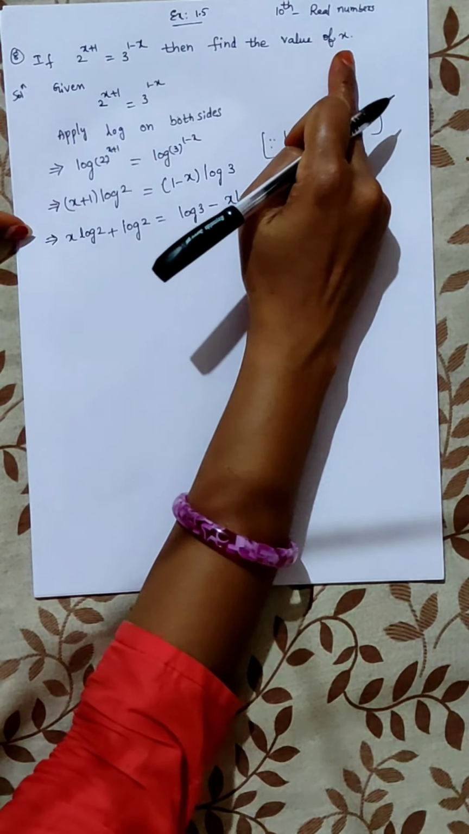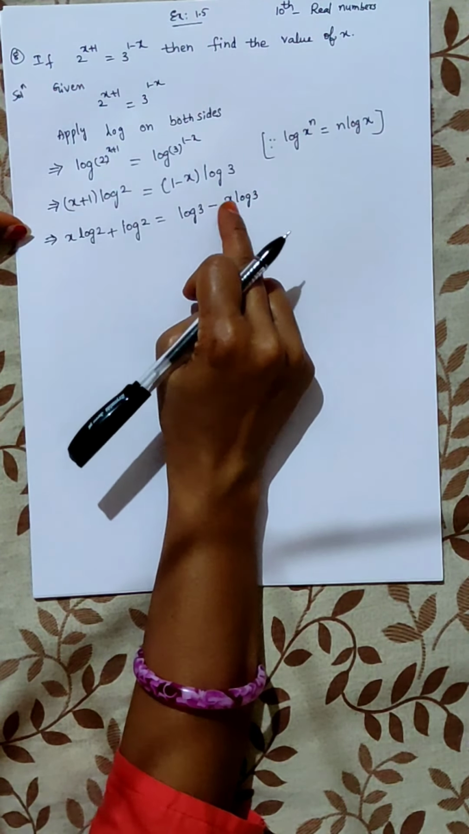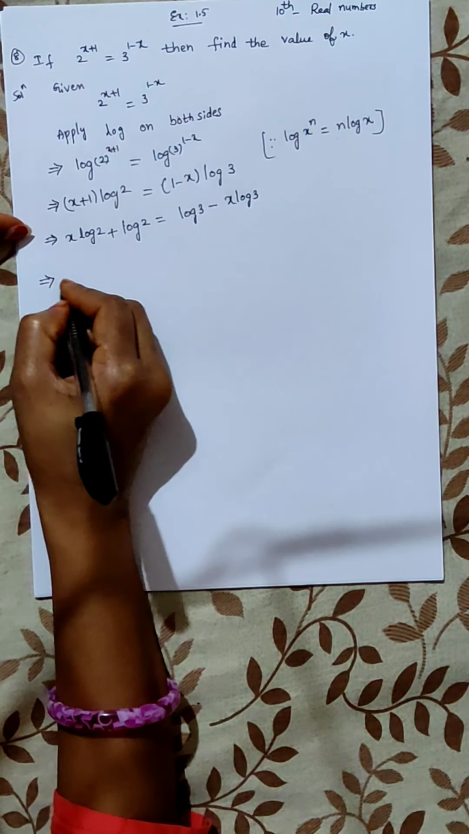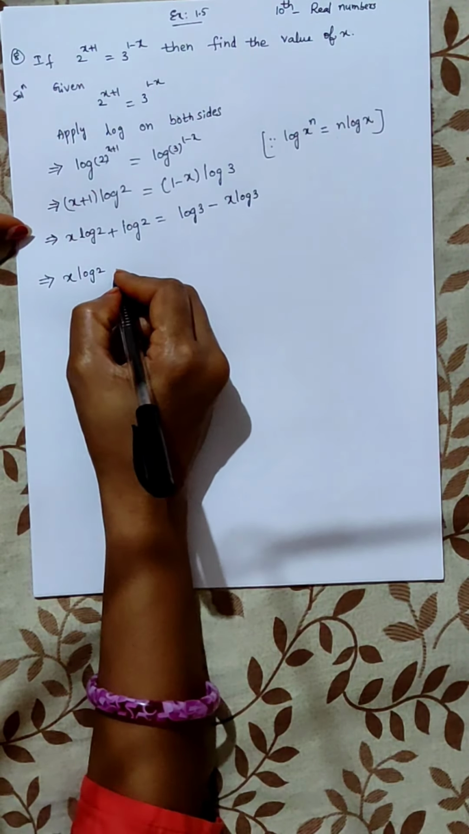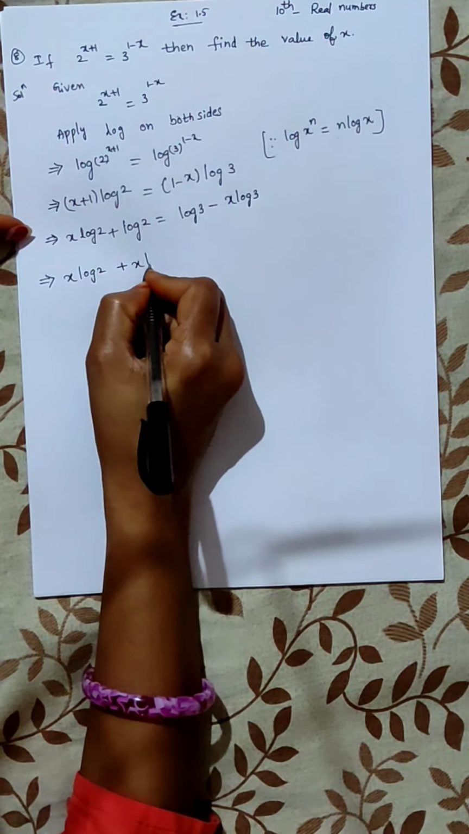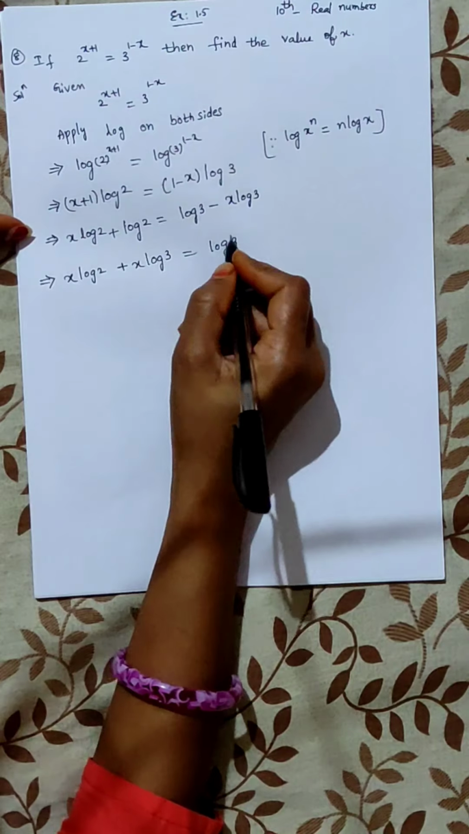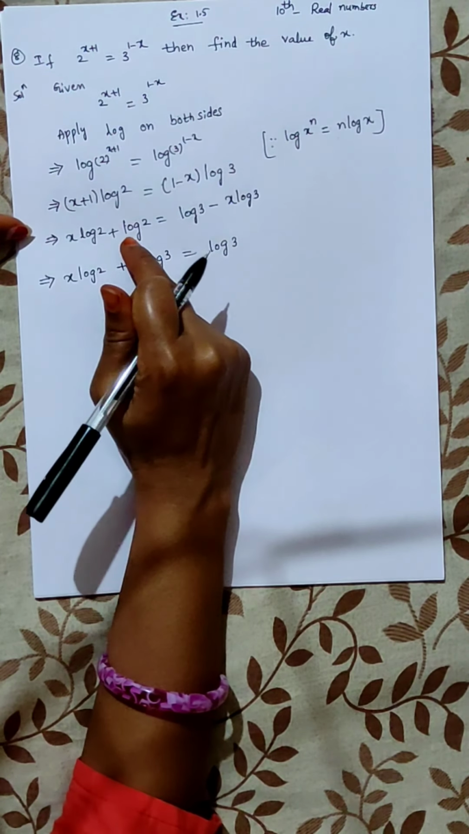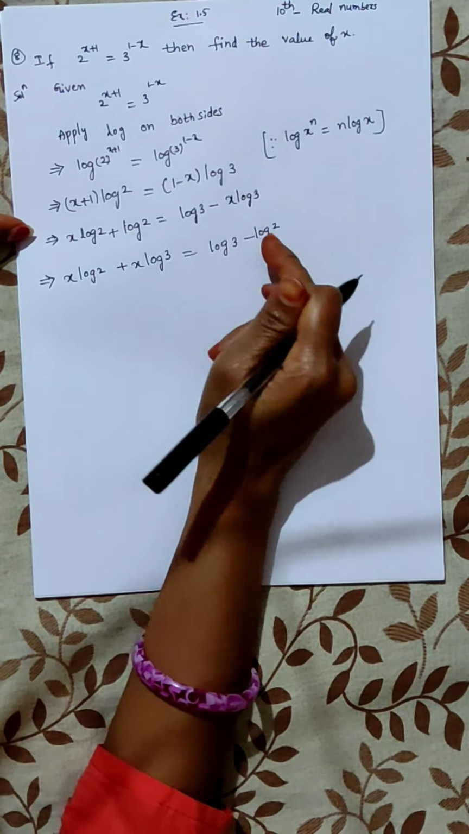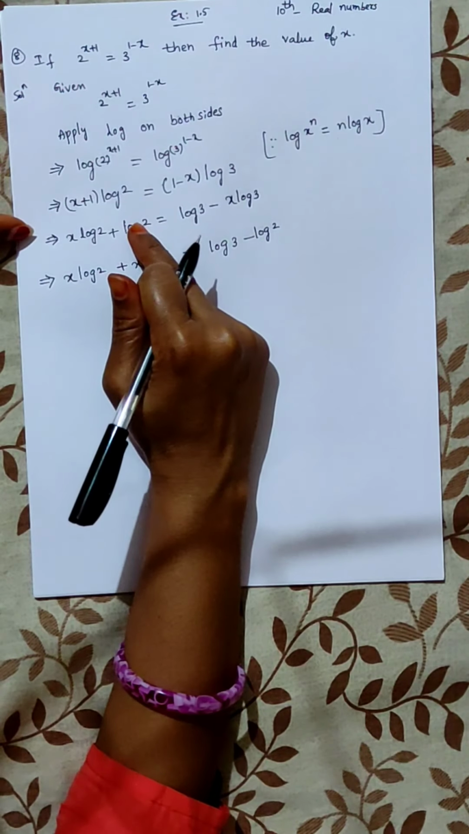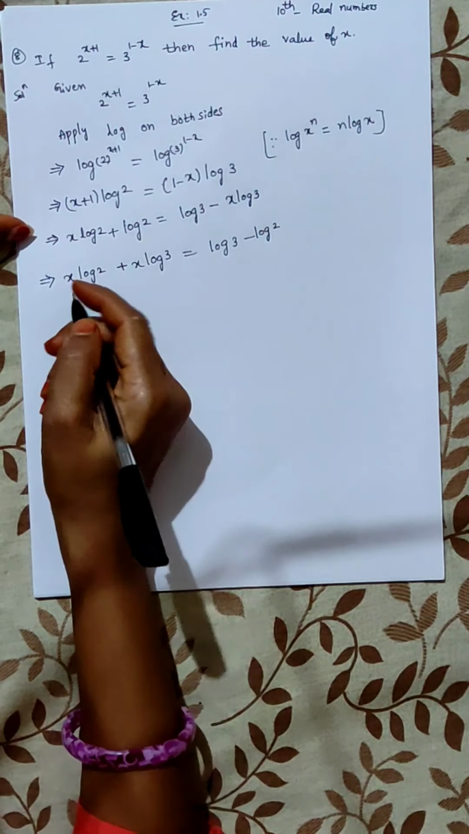Next we should find the value of x. So we have to bring the x terms to the left side. So x log 2 minus x log 3 coming this side means plus x log 3 equals this log 3. Okay, this log 3 I wrote here. Next plus log 2 coming this side means minus log 2. I brought this log to this side because here no x term is there, so we brought it to the right side.